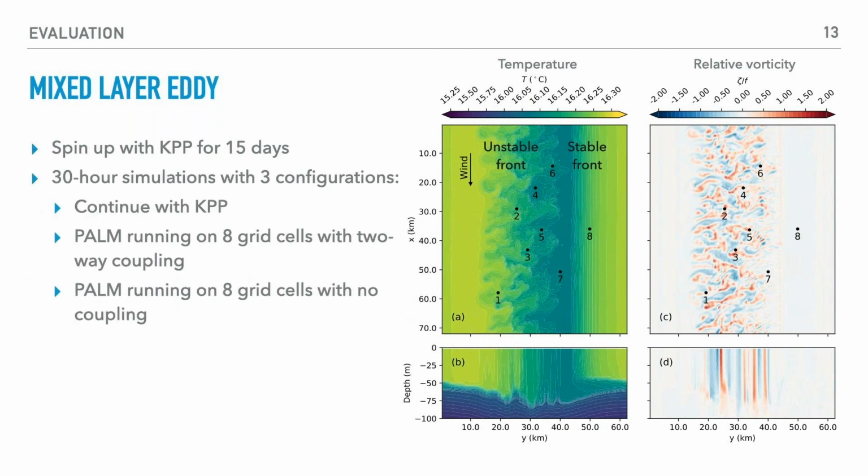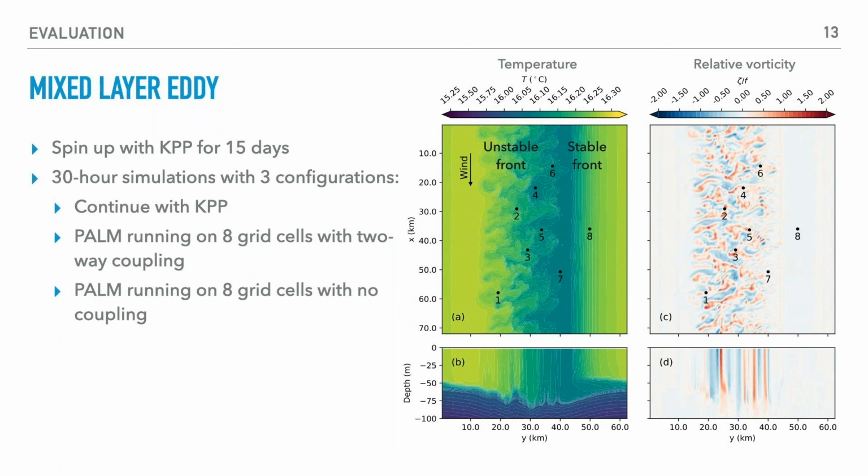Starting from this, we did three simulations with different configurations. One is we continue with KPP. The other is we run PALM on these 8 grid cells with two-way coupling. The third one is just a reference. We are running PALM on these 8 cells without coupling.